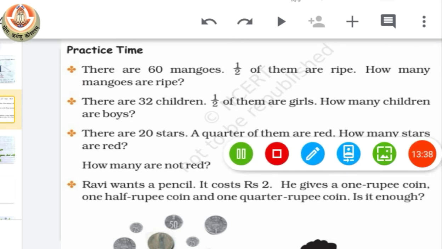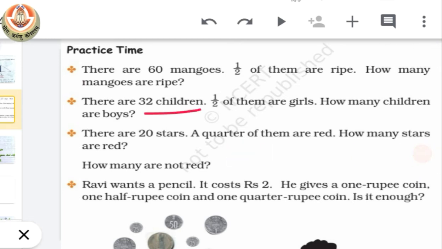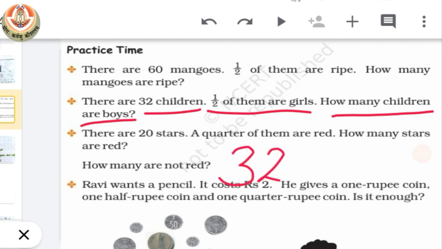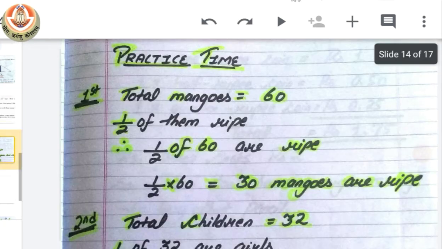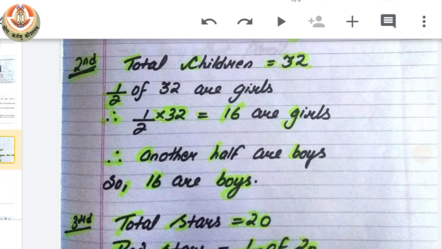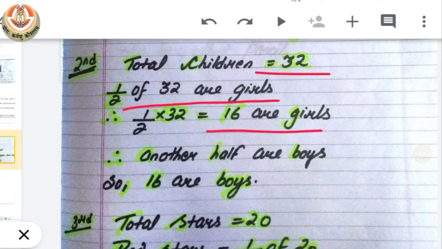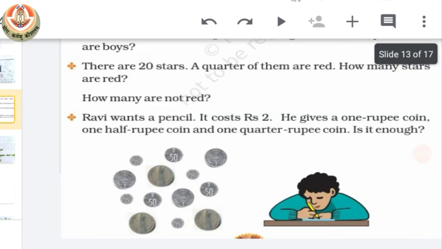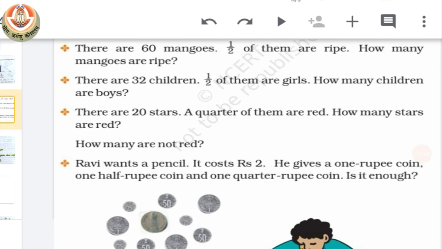Next is, there are 32 children and half of them are girls. So we have to answer how many children are boys. So we all know that out of 32, if half are girls, that means another half are boys. So let's see how we can do it. Total children are 32. Okay. And half of 32 are girls. That means half of 32, that is 16 are girls. That means another half are boys. So the 16 are boys. Okay. Very easy question, just simple multiplication and division.